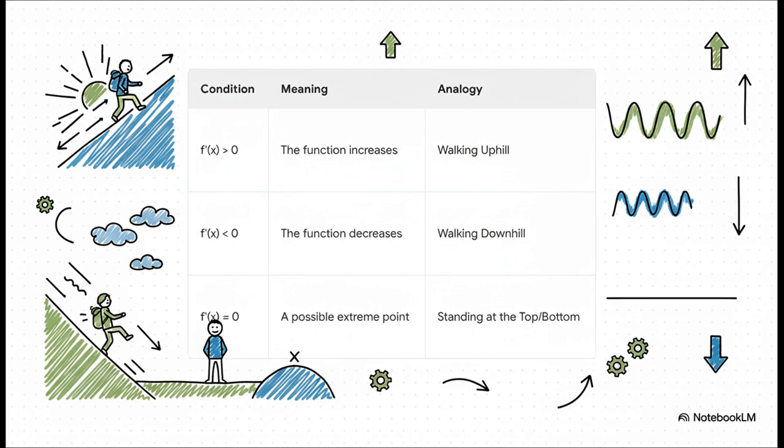The derivative is what tells you. So let's break this down. If the derivative is a positive number, it means you're going uphill. The function is increasing. If it's negative, you're headed downhill. The function is decreasing. And what if the derivative is exactly 0? That's the interesting part. That means you're standing perfectly flat, either at the very top of a peak or the very bottom of a valley.